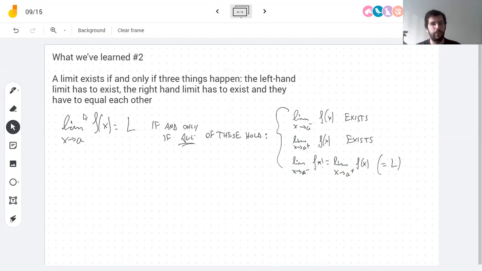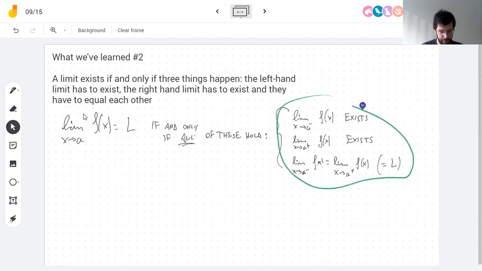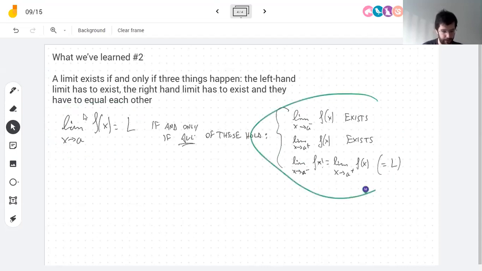So when I say if and only if, what do I mean? When mathematicians say if and only if, they mean that if this is true, then all of these are true, and if these are true, then this is true. So either they're both true or they're both false. So what does this mean? If the limit exists, it means that necessarily one limit has to exist, the other exists, and they're equal to each other. And it also means that if the limit doesn't exist, then one of these doesn't work.